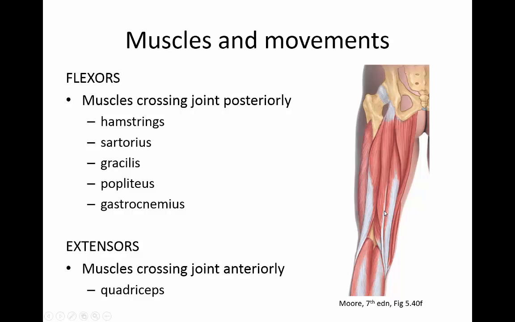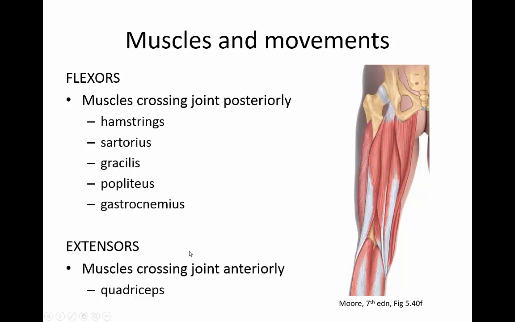Now, semitendinosus was one of those muscles that attach to our pes anserinus, along with sartorius and gracilis. Popliteus, located posterior to the knee, is our key to the knee, and we have our calf muscles, our gastrocnemius muscles, medial and lateral heads. They cross the knee posteriorly too, so they're going to contribute to knee flexion.